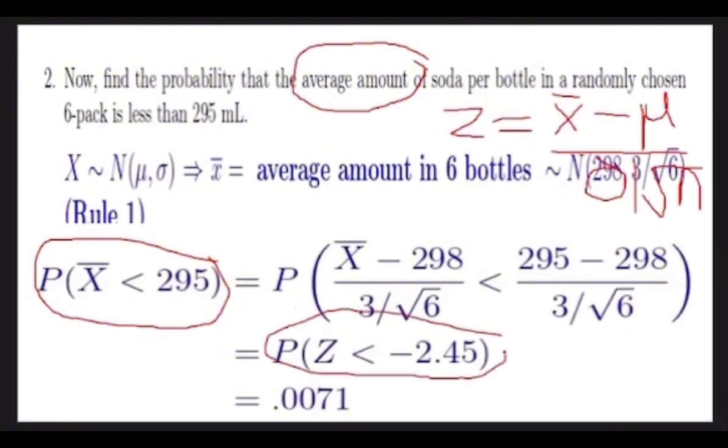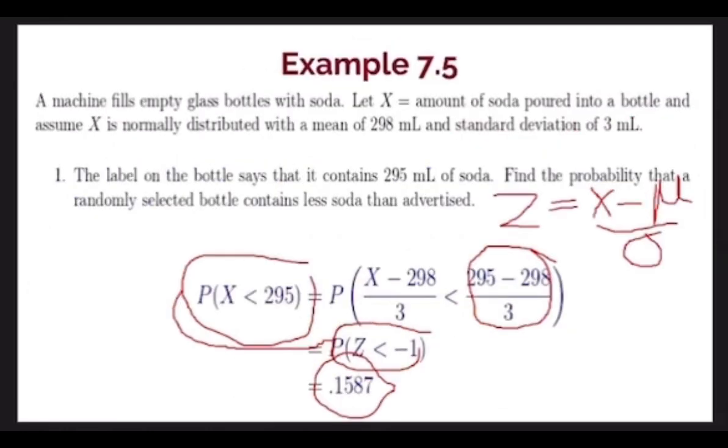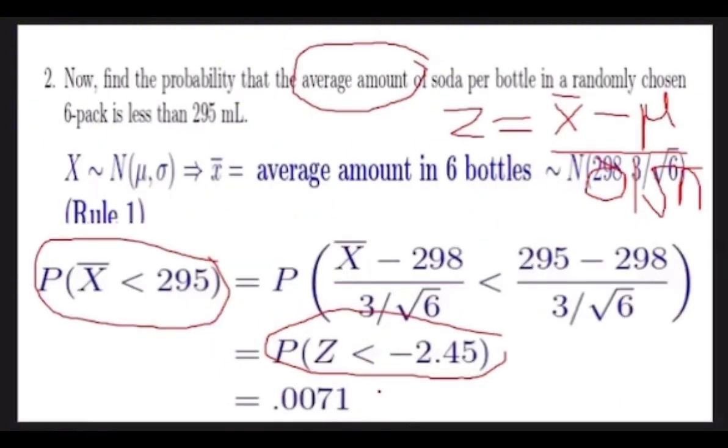After standardization, I got the probability of Z less than -2.45. Moving forward, I'm just going to write P norm of -2.45, and that will give me 0.0071. Now you see that when we calculate the probability of S less than 295, the value we got is different from when we calculate the probability of X bar less than 295.